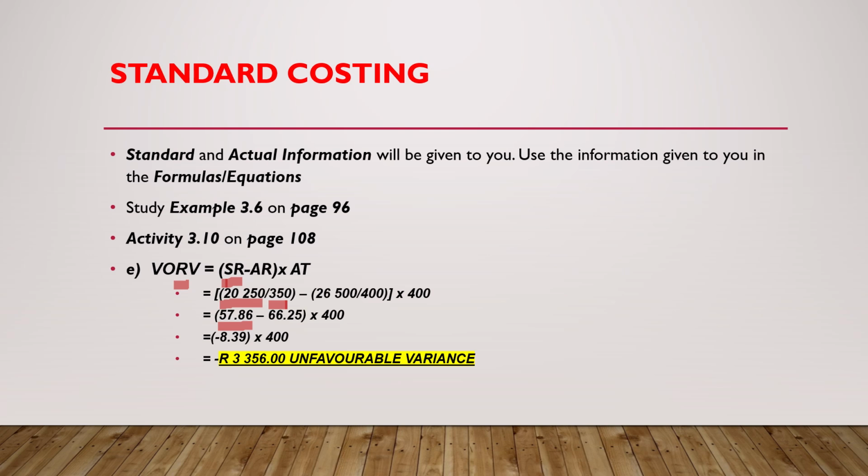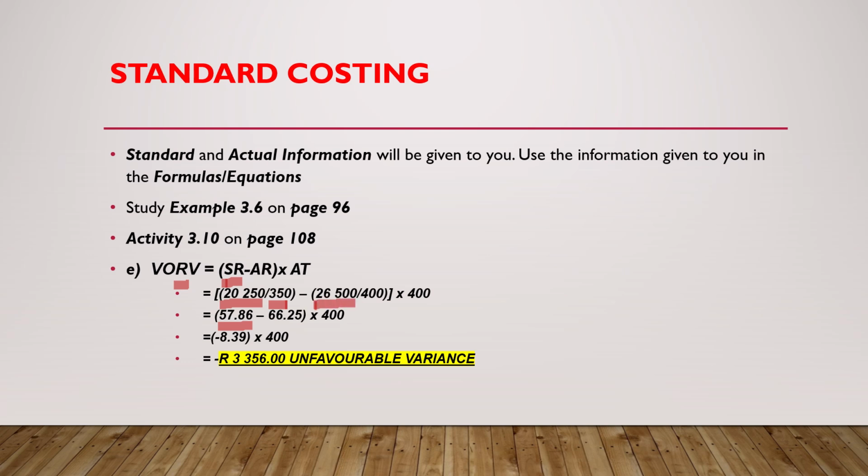How do you calculate actual rate? It's the same procedure. You take actual variable overheads divided by actual labor hours. Okay, you go to actual information and look for actual variable overheads. It's 26,500. There you go.